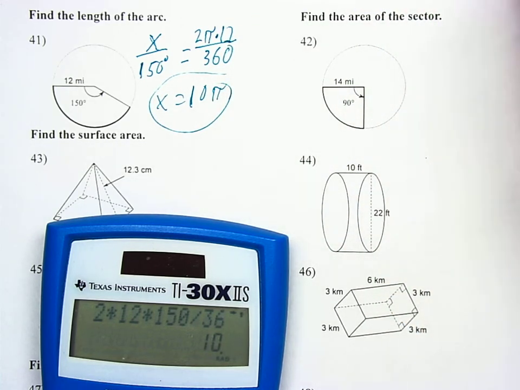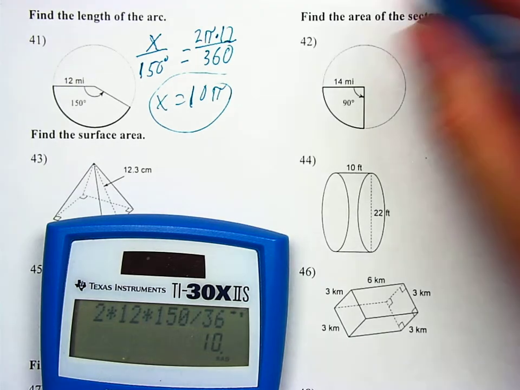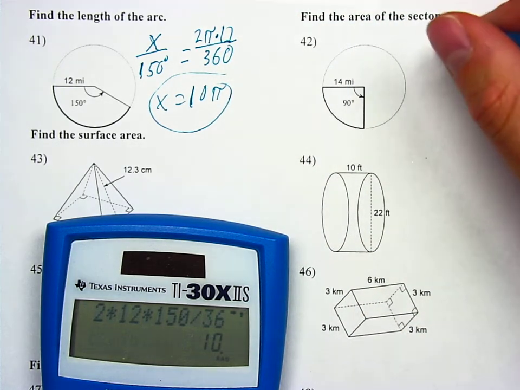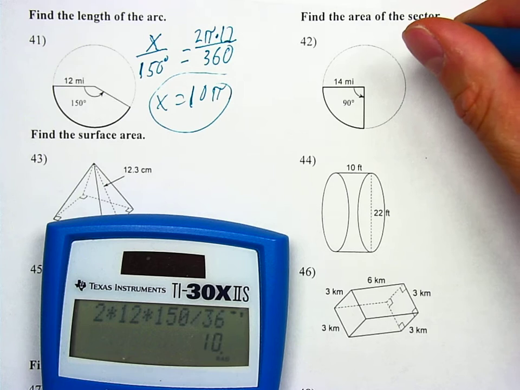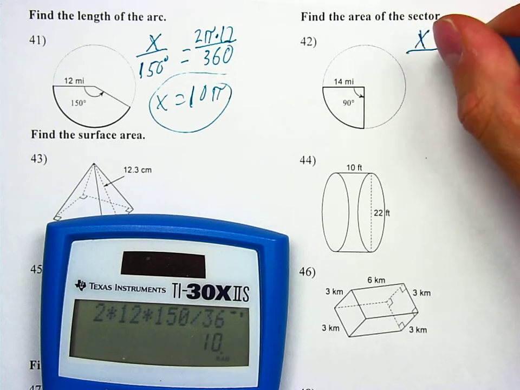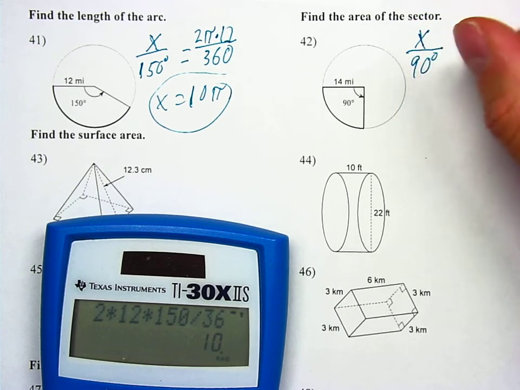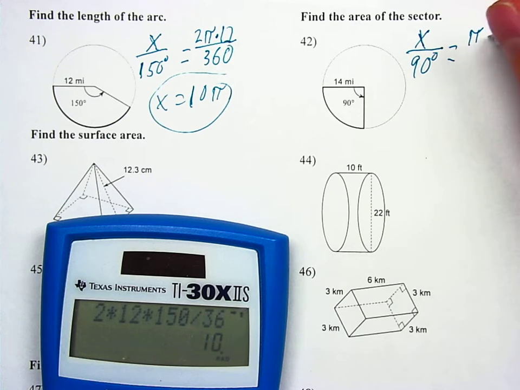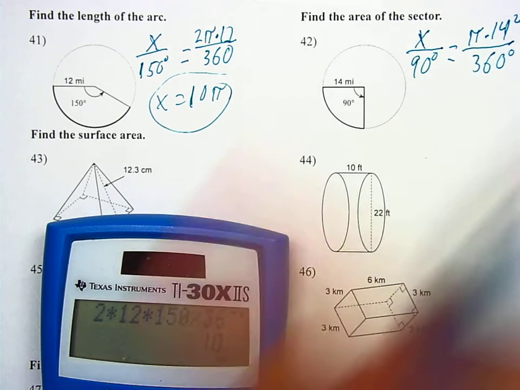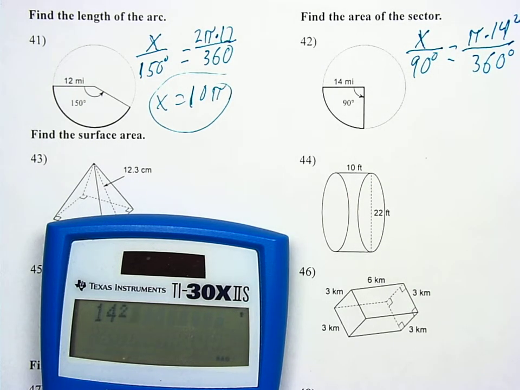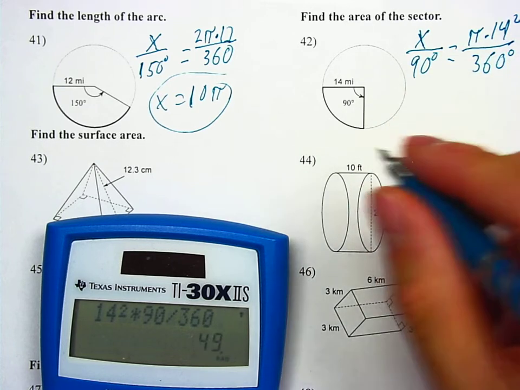Sector area, same deal, except instead of 2 pi r, it's going to be pi r squared. So my area, my sector, x over 90 is equal to pi times r squared, radius is 14, out of 360. So I'm going to take 14 squared, times it by 90, and divide it by 360. Again, I want my answer in terms of pi. So that would be 49 pi.